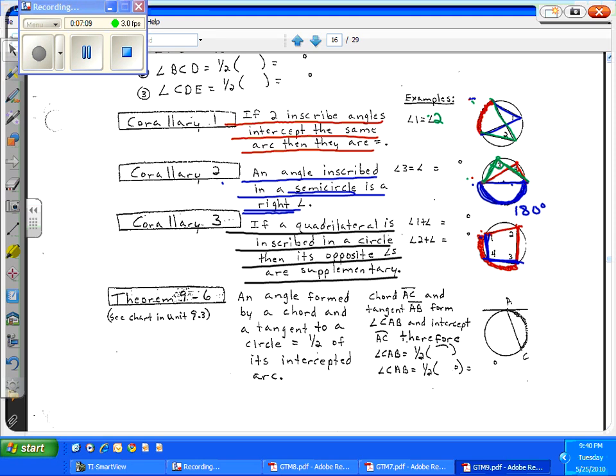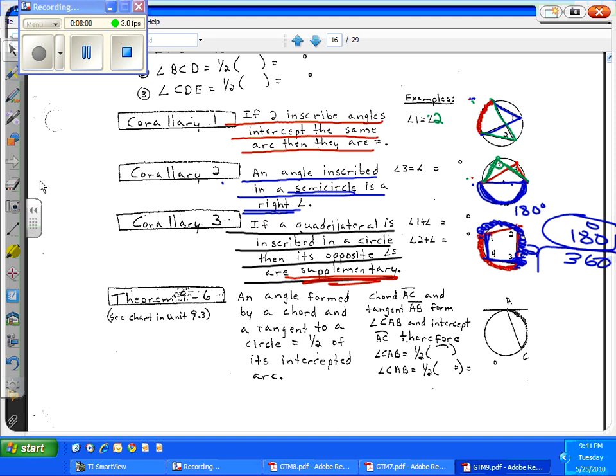The arc that it intercepts is the rest of the circle. Now, if 2 is half of what it hits, and 4 is half of what it hits, and together they hit the whole circle, then their angles together is going to be half of the whole circle, which is 180, and two angles whose measures have the sum of 180 are said to be supplementary. So if a quadrilateral is inscribed in a circle, then opposite angles are supplementary. Okay?